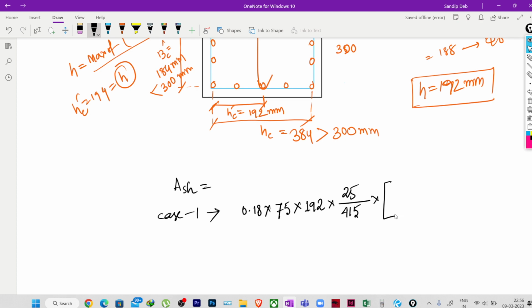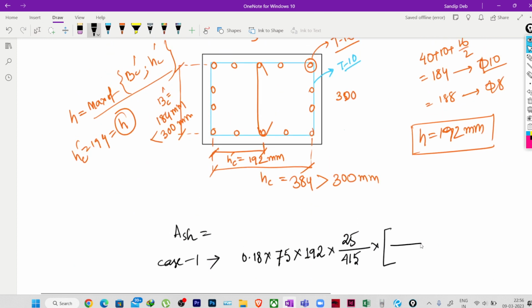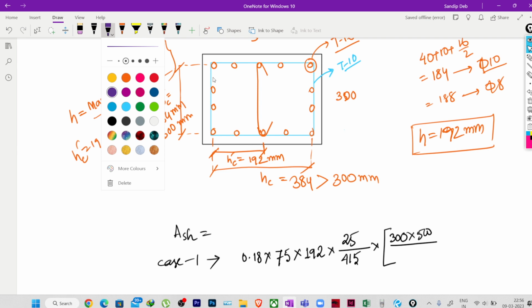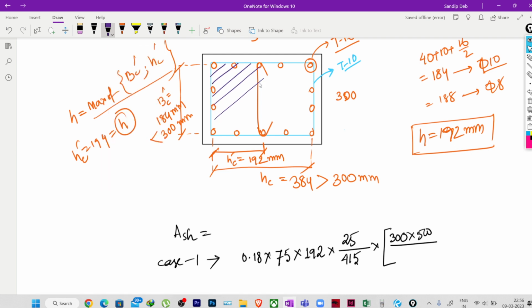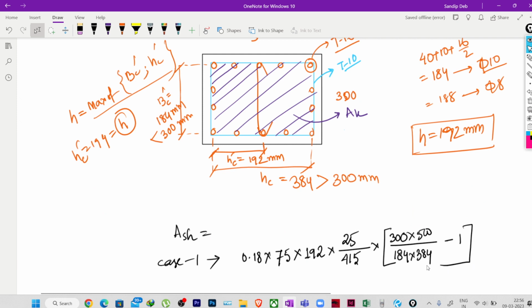Multiplied by, is there anything else? Yes, AG by AK. So AG is the gross cross sectional area. So what is the gross cross sectional area? Gross cross sectional area is 300 by 500. And what will be the AK? AK is nothing but this core, the concrete area in this core. So this is my AK. Tentatively you can consider that this is 184 multiplied by 384, minus 1. So this is the AK we have considered, the cross-sectional area of the core.